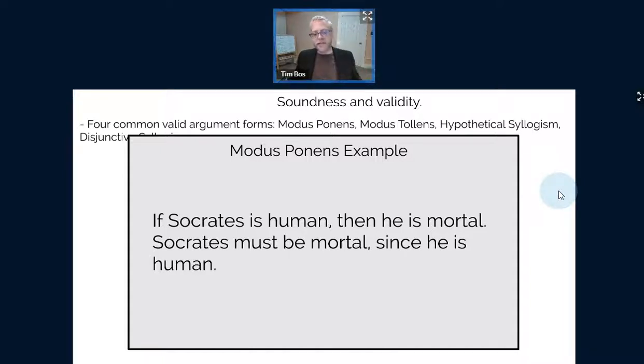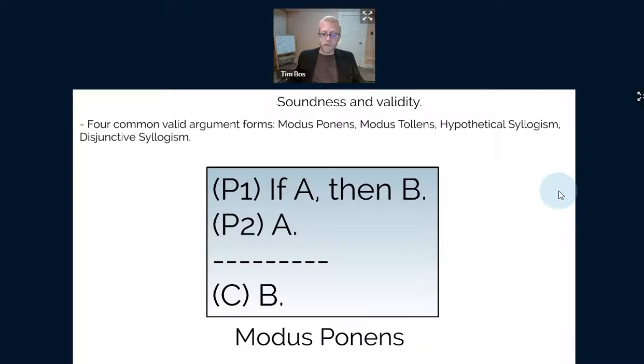So there's the classic example. Hopefully you see that it's valid, right? If those premises are true, then the conclusion must be true. Okay, so that's modus ponens. Okay. So see if you can get that word. I don't know what mnemonic device you can use to get that terminology for it in your head. Modus ponens.